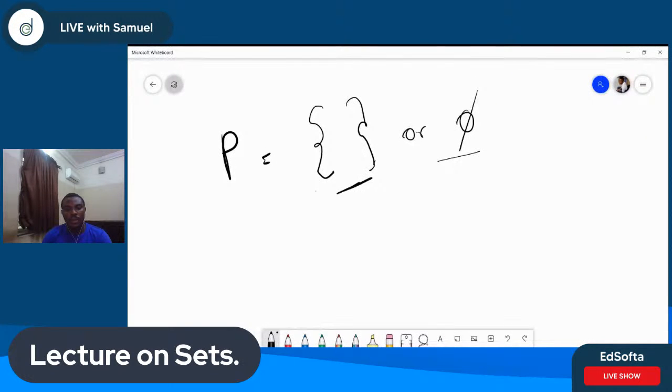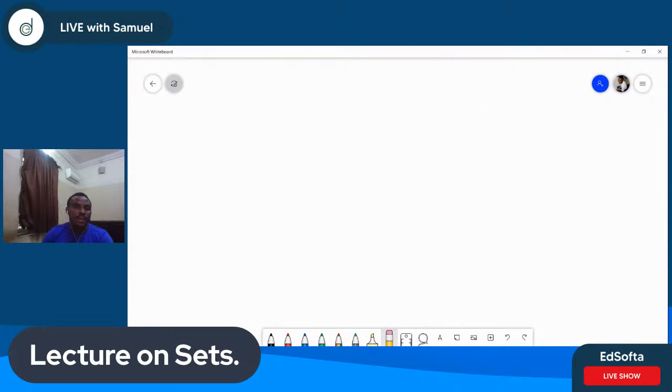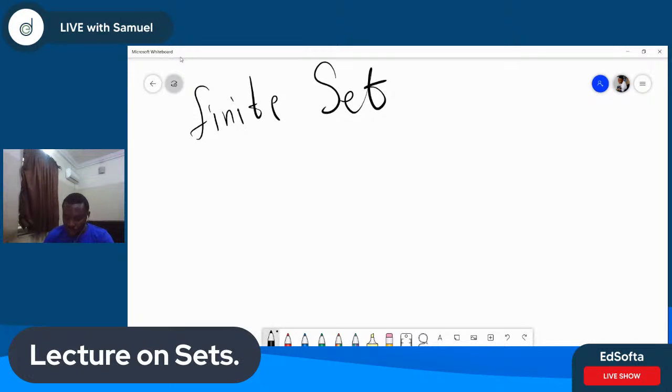The second type of set that we have on our slide is the finite set. Let's look and see what the finite set is about. The finite set is a set whose elements are countable.